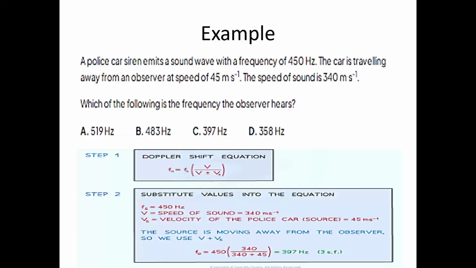So the question says a police car siren emits a sound wave with a frequency of 450 hertz. Well done, children, tell me which frequency this will be. Will it be F naught or will it be Fs? The question says the police car siren emits a sound wave with a frequency of 450 hertz. Is it Fs or is it F naught?